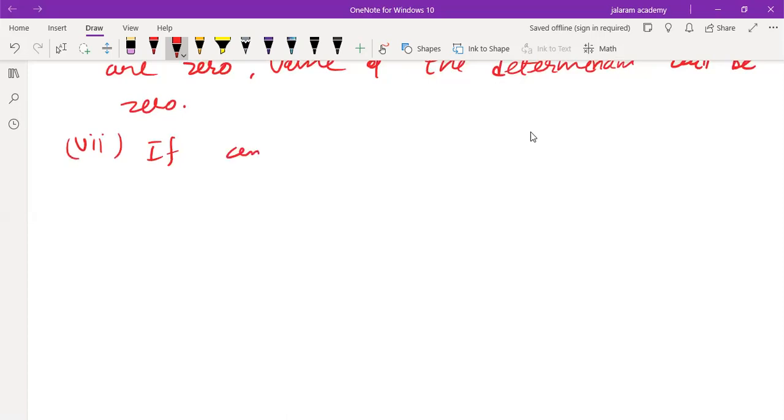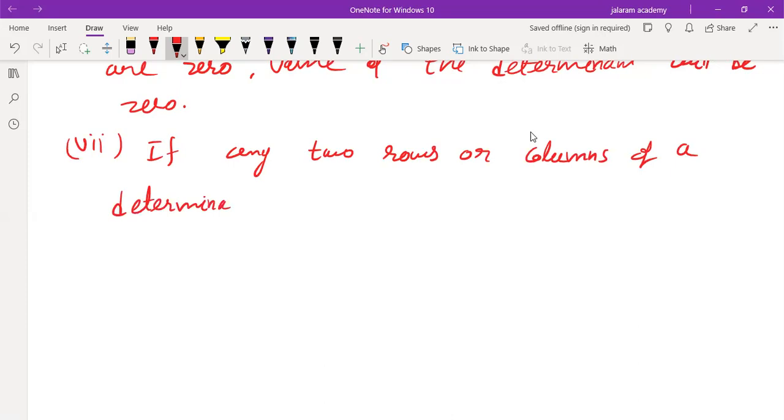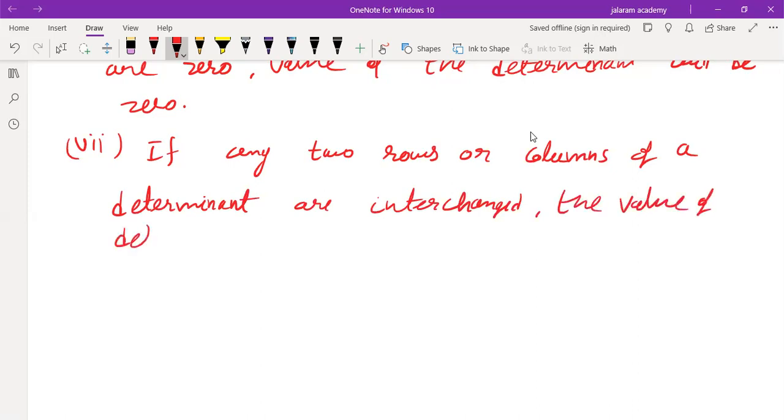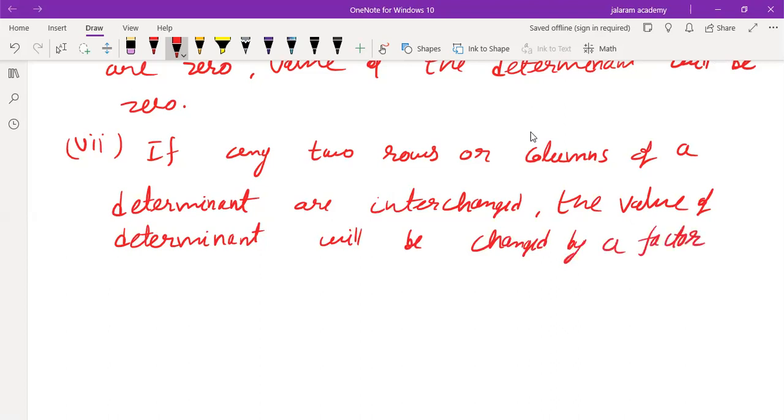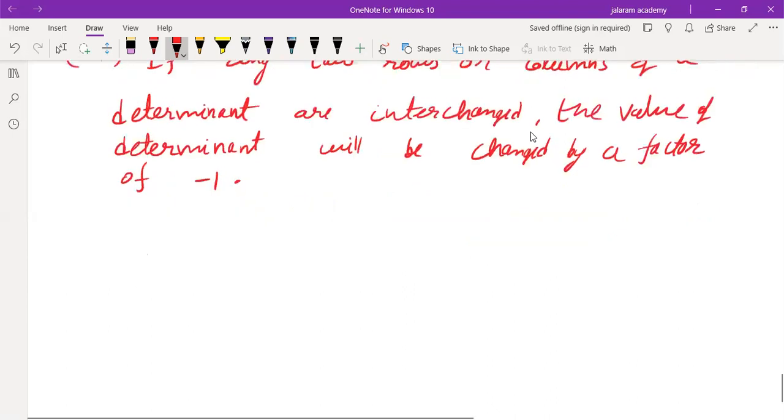If any two rows or columns of a determinant are interchanged, remember, the value of the determinant will be changed by a factor of -1. Means what?